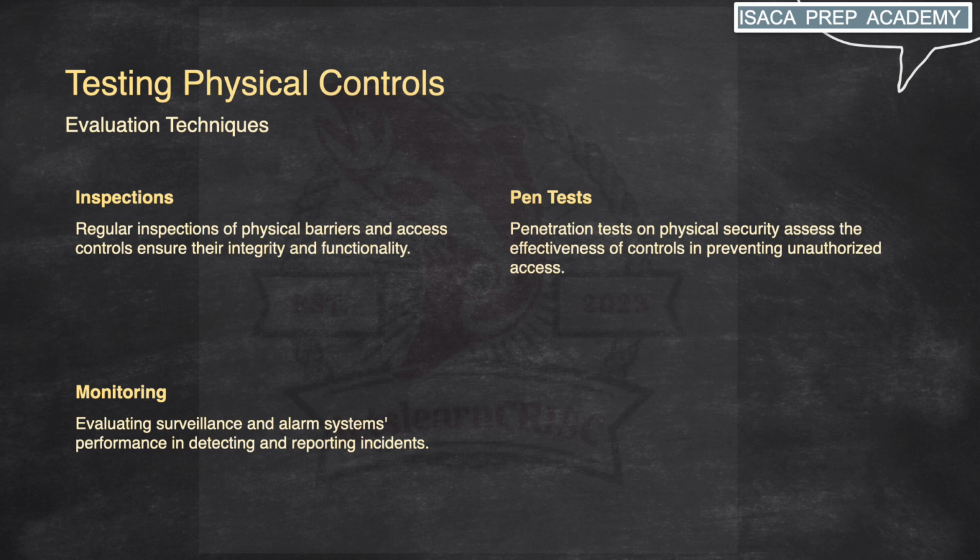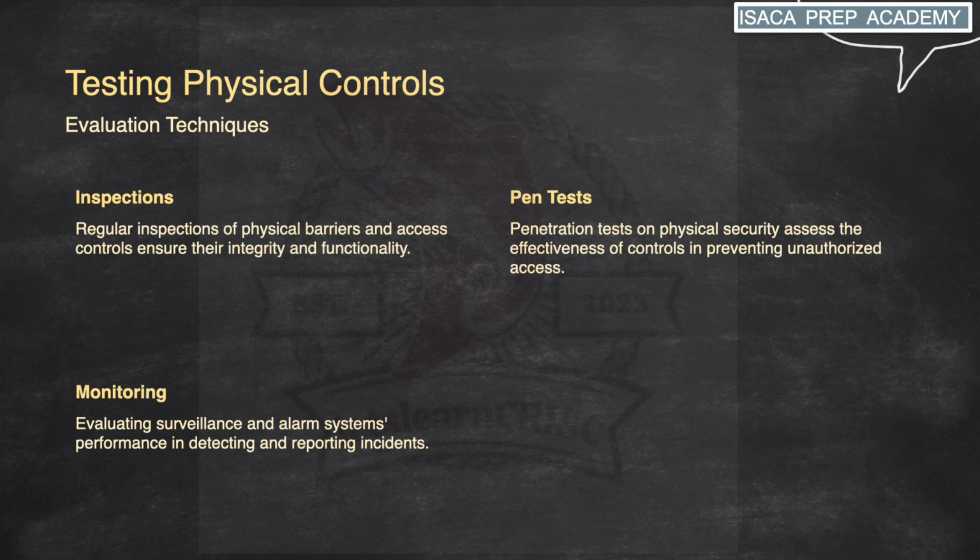Friends, during monitoring activities, security personnel or designated individuals review surveillance footage to identify any suspicious activities, unauthorized access attempts, or other security breaches. They also assess the responsiveness and accuracy of alarm systems in detecting and reporting security incidents such as breaches, intrusion, or equipment malfunction.